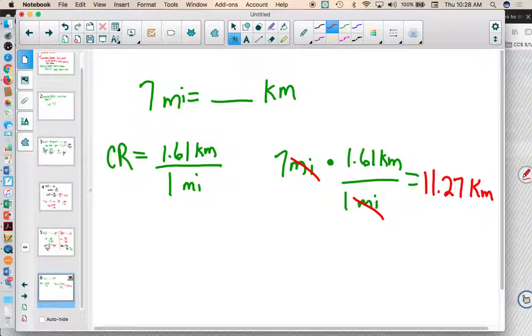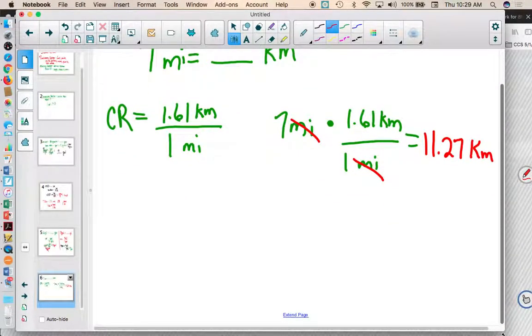Okay. Chloe, where'd you get the 1.61? Move your paper. U.S. customary to metric. 1 mile is approximately 1.61 kilometers. Okay? What if I give you this one? We've done one together.